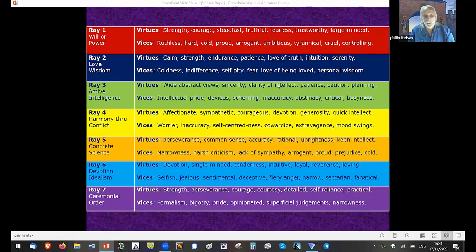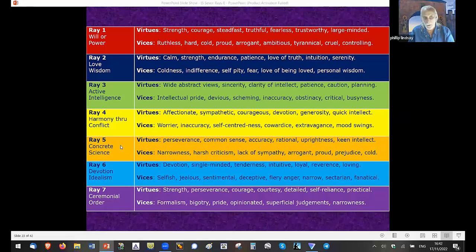And so we have the third ray of active intelligence. Virtues: wide abstract views, sincerity, clarity of intellect, patience, caution, planning. Vices: intellectual pride, devious, scheming, inaccuracy, obstinacy, critical, busyness. We live in a very third ray world at the moment. The third ray is in a particular cycle within a cycle within a cycle of the third ray. So it represents the incredible ramification of technology, manufacturing, and so forth, and computers, and a lot of these qualities can be applied to some of the leading people in the tech industries, which I've gone into in quite a bit of detail in my newsletters. For instance, people like Bill Gates and Steve Jobs and so forth.